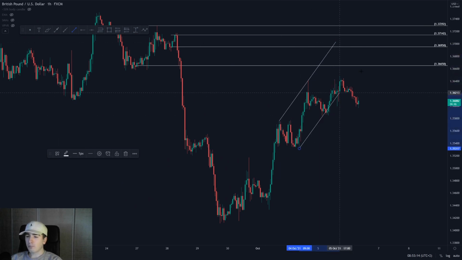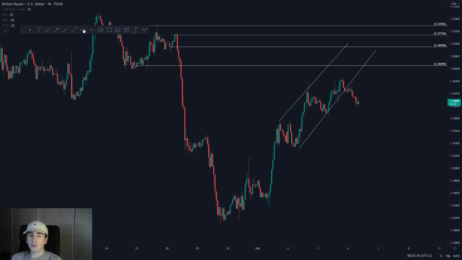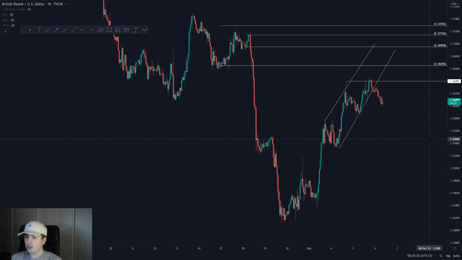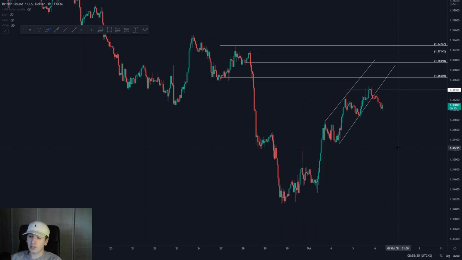The biggest one being this nice and beautiful channel that we have over here with a fake out on the second high, a perfect fake out on the second high of this ascending channel, guys. So beautiful to see that we had the 1, 2, 3 in the form of a fake out on the second high. So if you don't know what I'm saying, make sure to check out the video on channels and wedges on this YouTube channel.